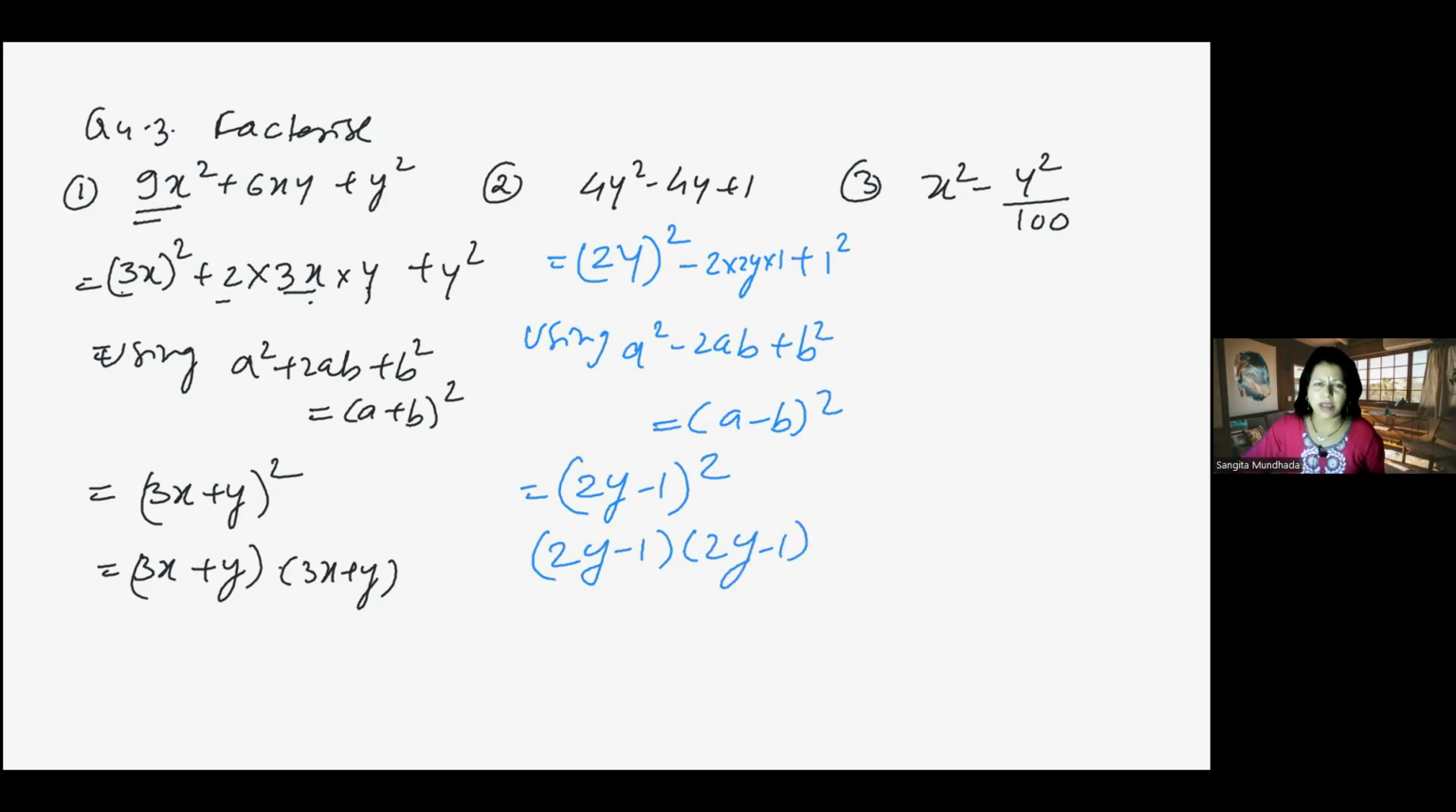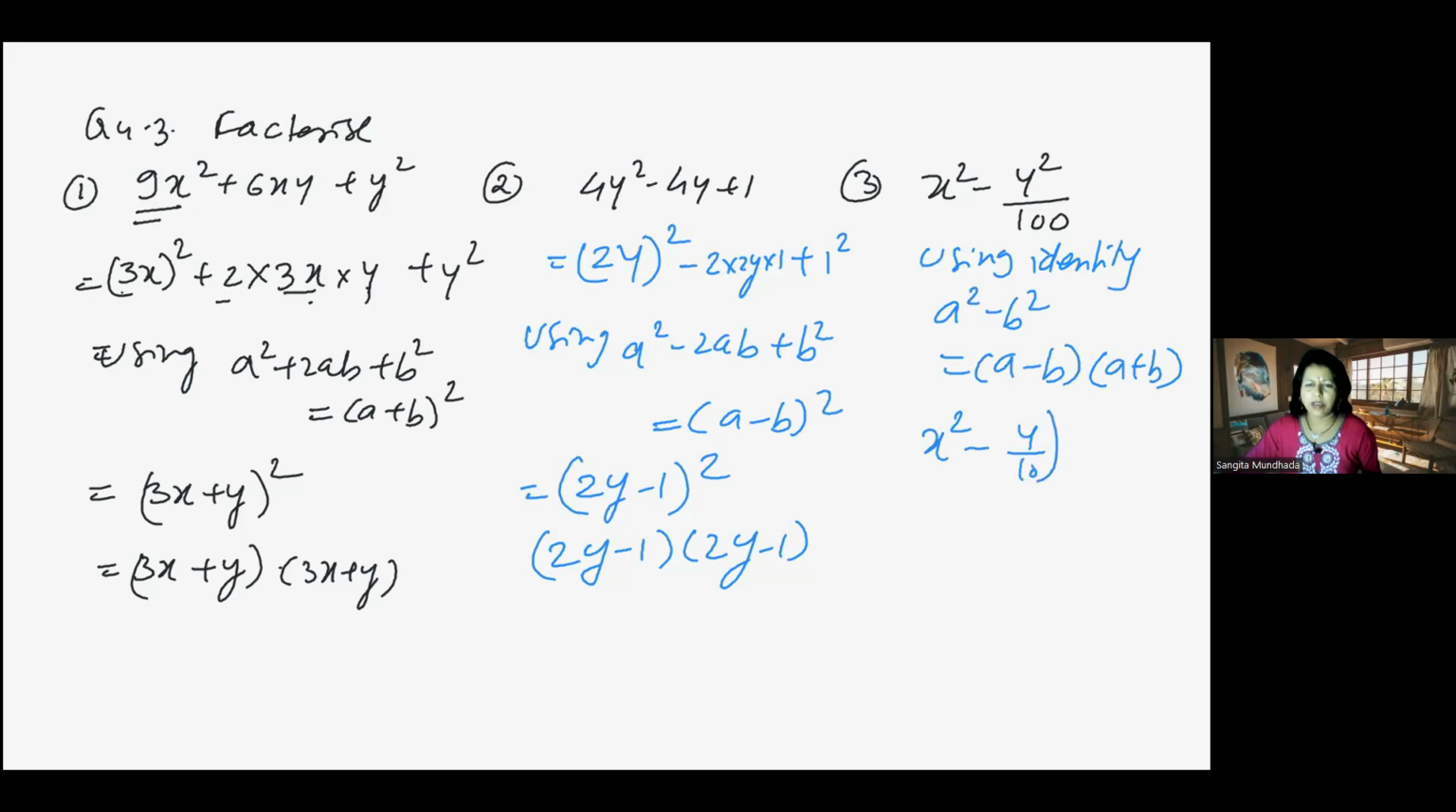Now x square minus y square, using the identity a square minus b square. All these identities I have taken in one of my videos, so just go through it. a square minus b square is (a - b)(a + b). This can be written as x square minus (y/10) square, which is equal to (x - y/10) and (x + y/10).